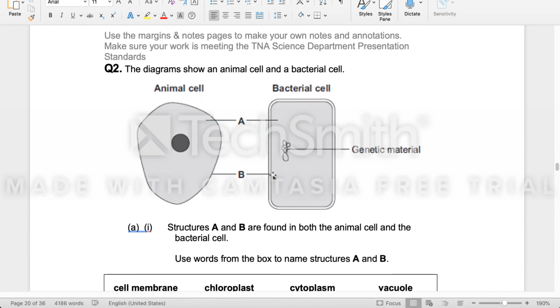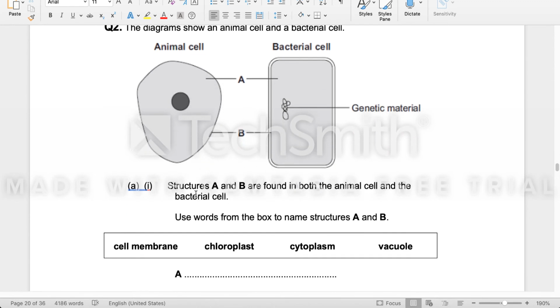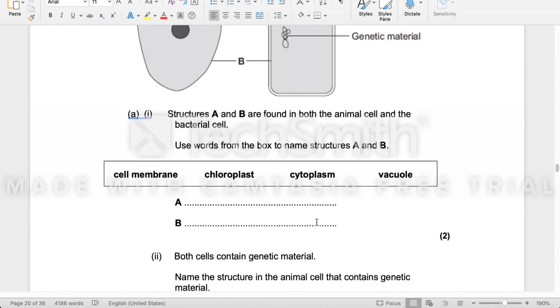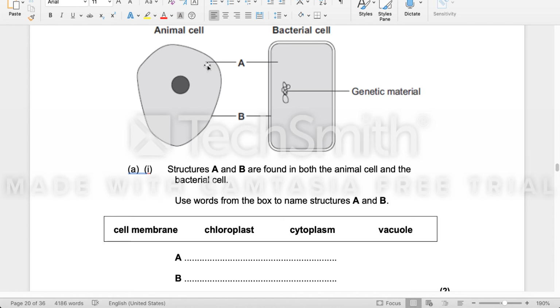And question number 2 is, this diagram shows an animal cell and a bacteria cell. Not a lot of it is labeled, but that's part of the question, right? Structures A and B are found in both the animal cell and the bacteria cell, so structures A and B. Use the words from this box. You have 4 words: cell membrane, chloroplast, cytoplasm, and vacuole. And you're to use the box to name the structures A and B. Okay, so part A is pointing at the gray area. Out of these 4 words, that would be your cytoplasm.